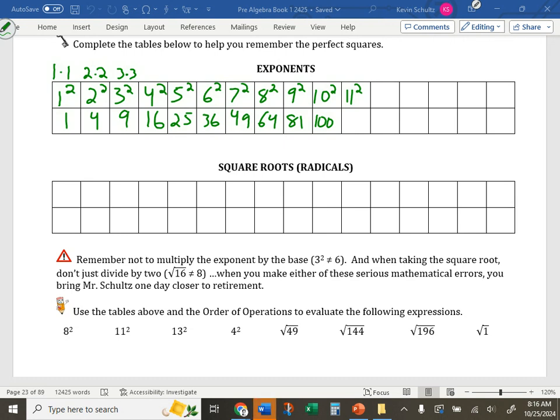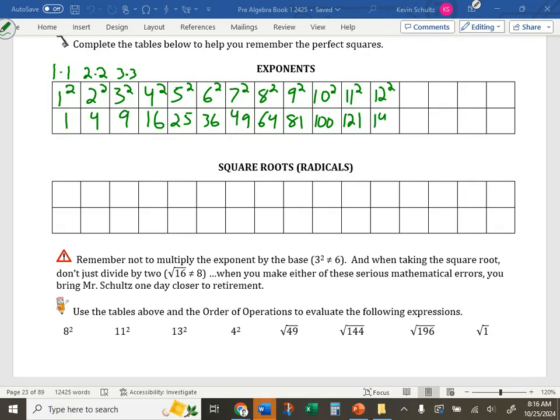These charts should be being filled out right now. Put this on a help sheet. You can't use a calculator on a help sheet. You can write these charts down. 11 squared is not 110, not 120, not 122, it's 121. 121 is 11 squared. 12 squared?